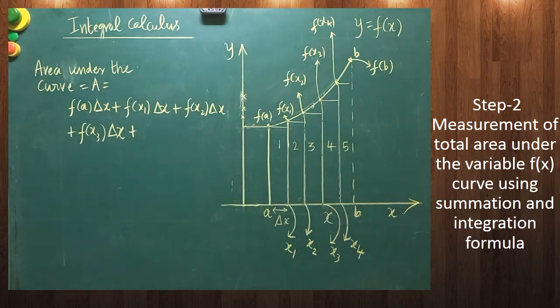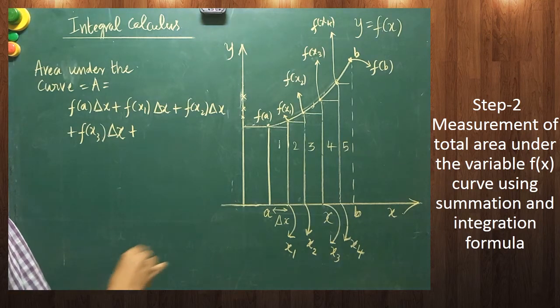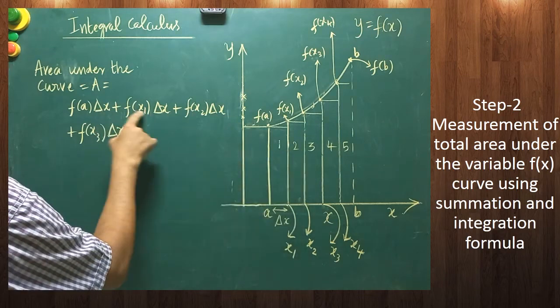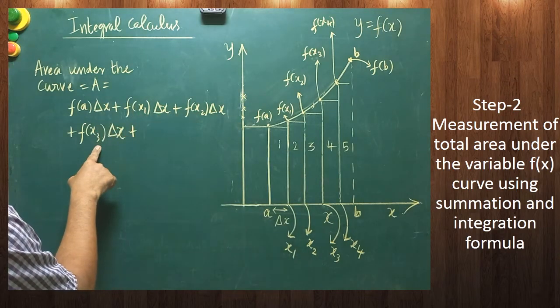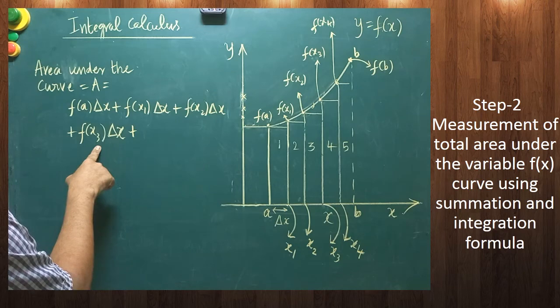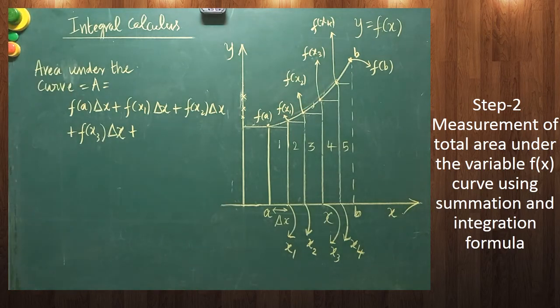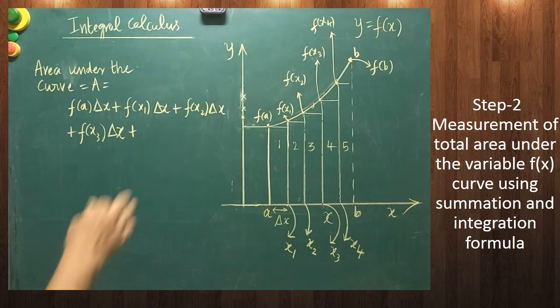Now I am going to calculate the area of the fifth strip. So, clear? The first strip over, second strip over, third strip over, fourth strip over. Are you clear? Now we are going to calculate the area of which one? This one, x4. Now we are going to calculate the area of the fifth one.